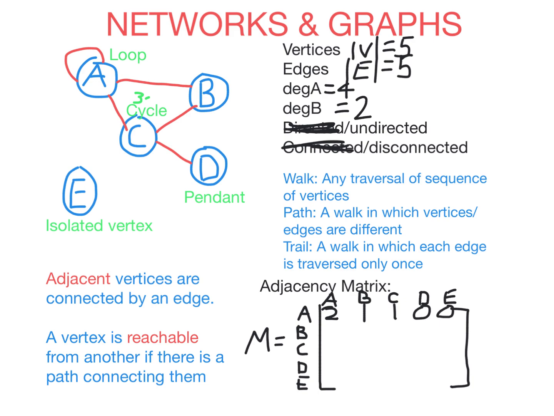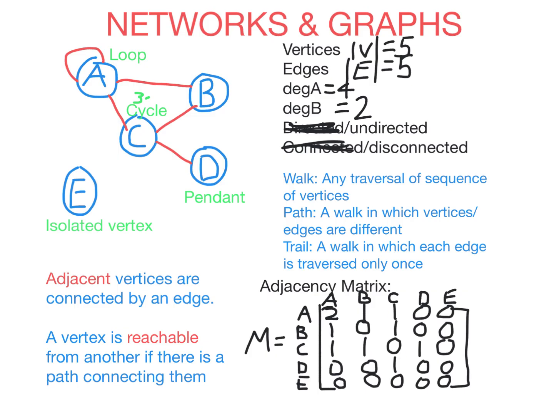Let's do the same for B. There's 1 from B to A, none from B to itself. There's 1 from B to C and none from B to D or E. And we go on like this. So for an undirected graph like this, the adjacency matrix is always symmetrical.